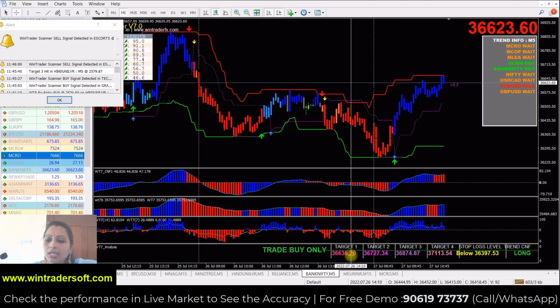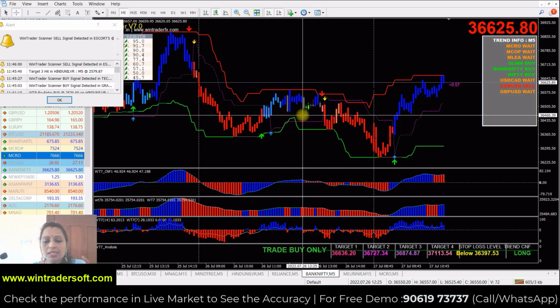And below you can see the 4 levels of targets will come. There are 4 targets and a stop loss. That is a trailing stop loss. It's a very simple software. Following this software is very simple. The same strategy you can apply for all segments like MCX, NSE, FOREX, COMEX, and Agri.